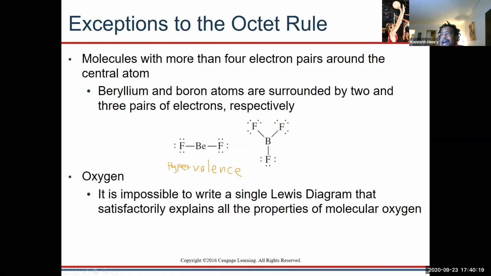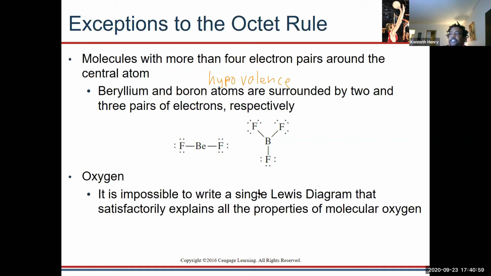Then we have what we call hypovalency. And that's basically when you have less than 8 around you. So beryllium does this, boron does this. And again, it often will happen with things like fluorine, because fluorine is so strong compared to these guys. So hypovalency and hypervalency. So those are your 3 exceptions, okay?